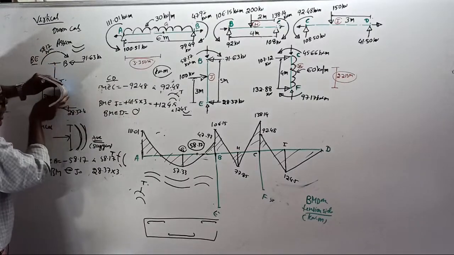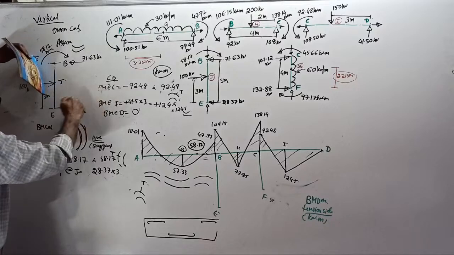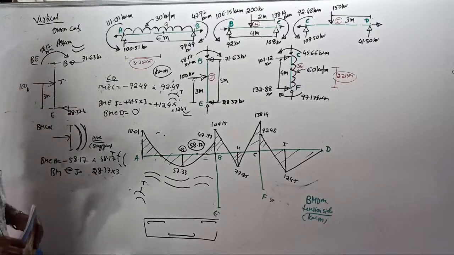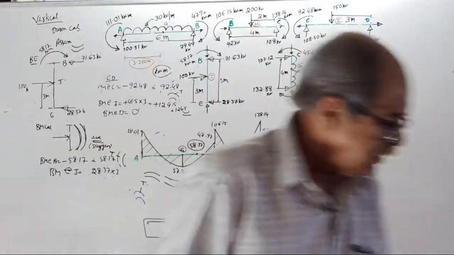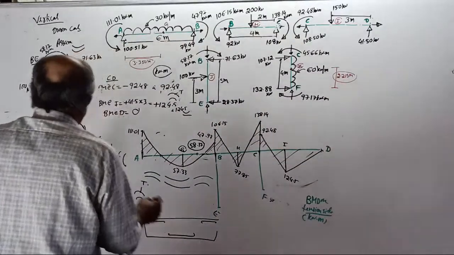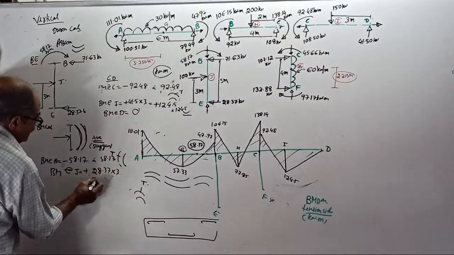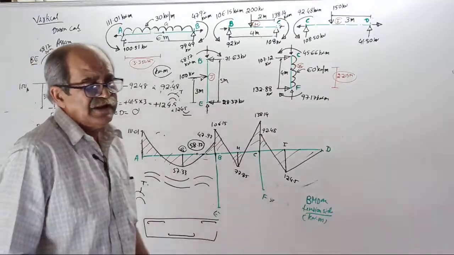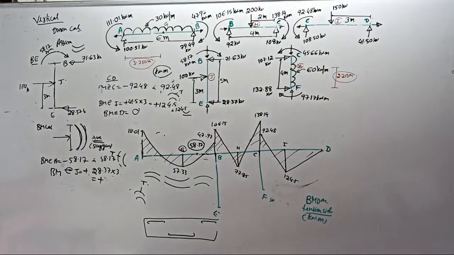Tell me, sagging or hogging? 28.37 into 3 will bend like this. So, sagging or hogging? Common sense. You imagine sagging, hogging. Sagging. That was sagging. Therefore, plus. What is the answer? Plus, big answer. 28.37 into 3. Answer.